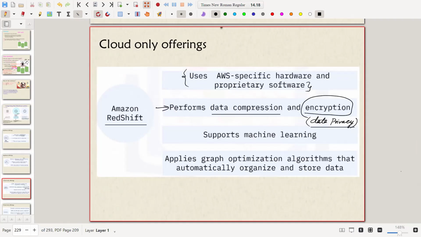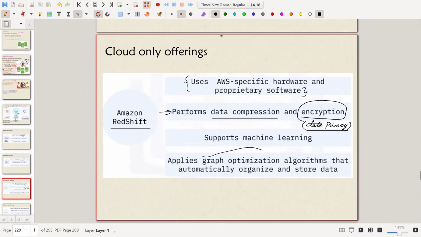Fine. So many different algorithms you can see. These are optimization algorithms that automatically organize and store data. This is where I want to show you the power of optimization. Maybe in your coming semesters, you might have some courses, not everyone, where you will see how optimization algorithms are useful.